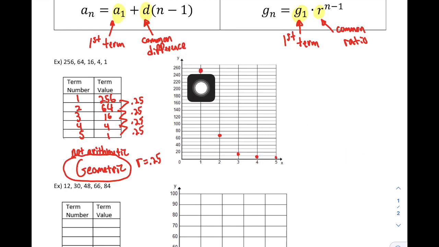We get this kind of curved shape, and if you remember, I talked about how geometric sequences make exponential functions. So this actually turns exponential. Remember, those are your J or L shapes. And we're not going to connect these dots.